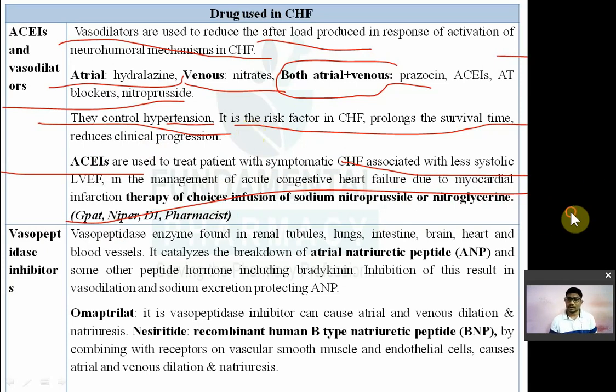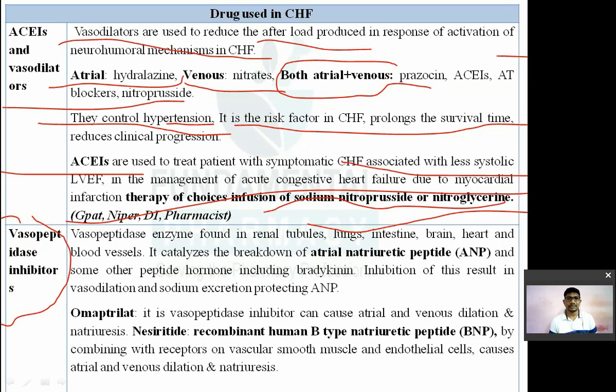Therapy of choice is the infusion of sodium nitroprusside or nitroglycerin. Nitroglycerin and sodium nitroprusside are known as vasodilators. So they are the therapy of choice. Now, different kinds of drugs are used in heart failure: ACE inhibitors, vasopeptidase inhibitors, positive inotropic drugs, cardiac glycosides, calcium channel blockers, angiotensin receptor inhibitors, then diuretics. These are the different classes. इसका कोई separate classification नहीं दिया.